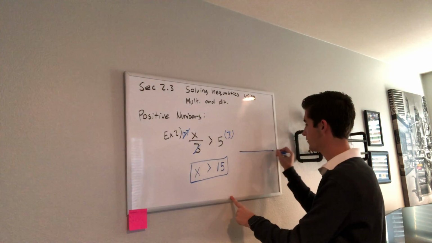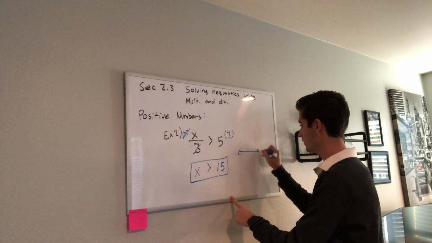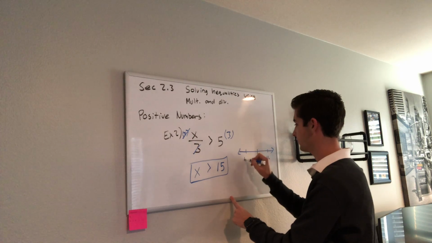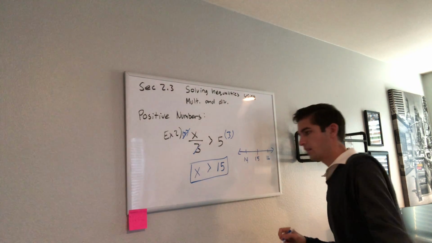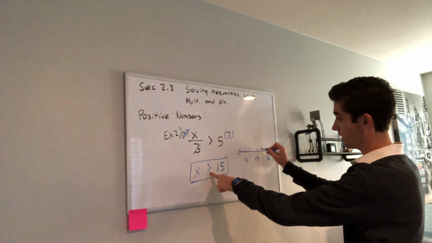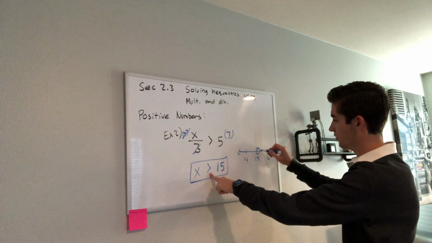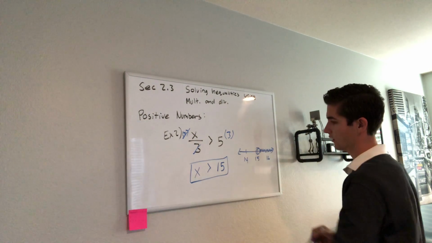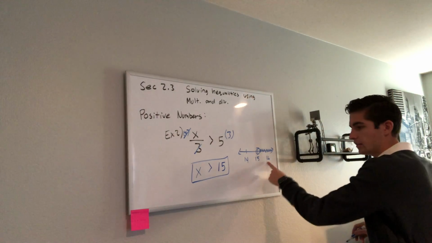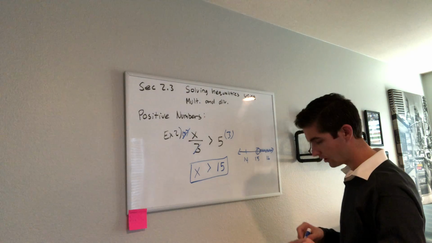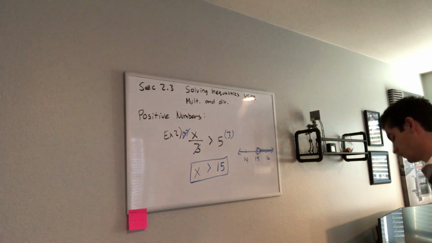So when you go and graph, we have 15, 16, 14. We have an open dot, and we want to shade to the right. To check our answer, is 16 greater than 15? Yes. So we know we did it correct.